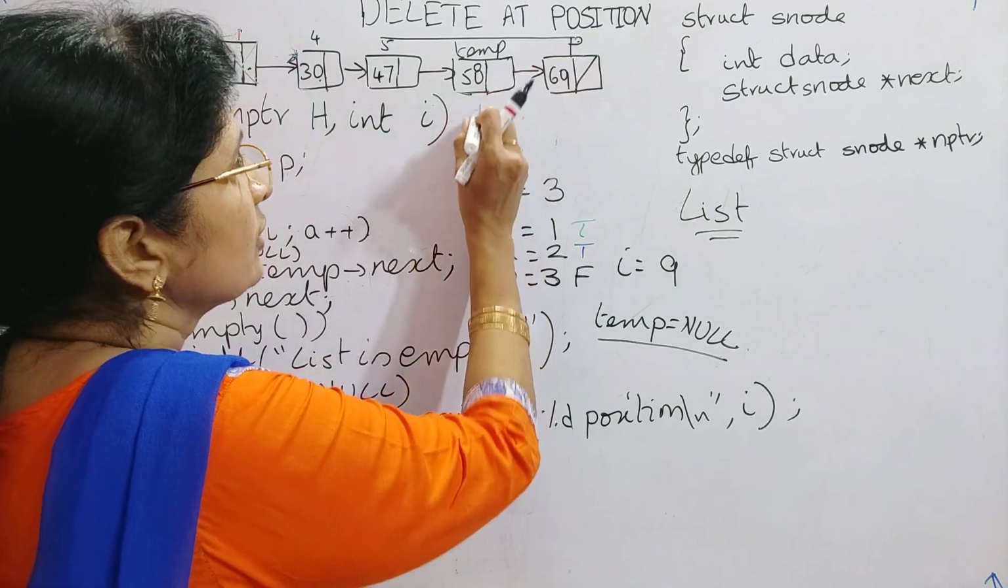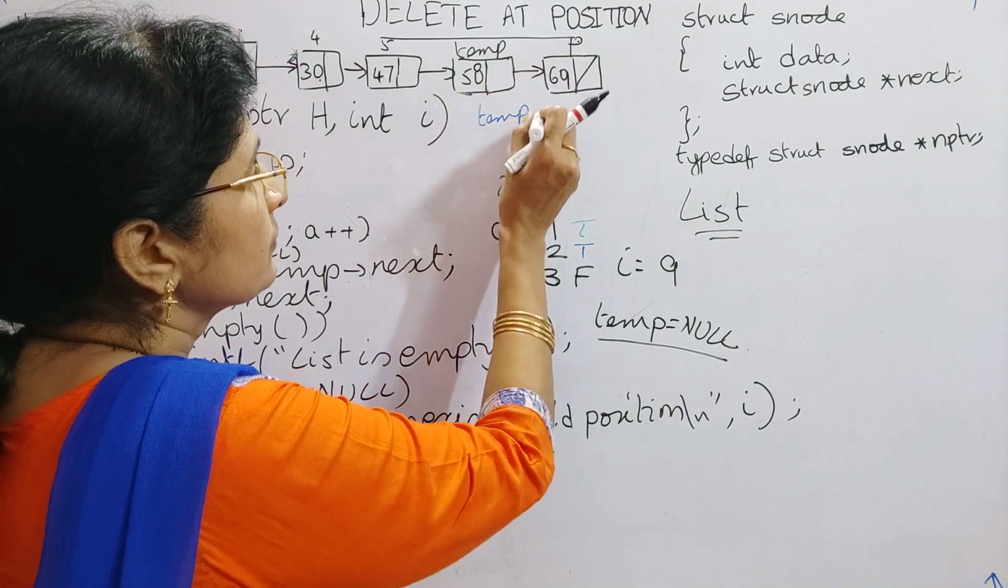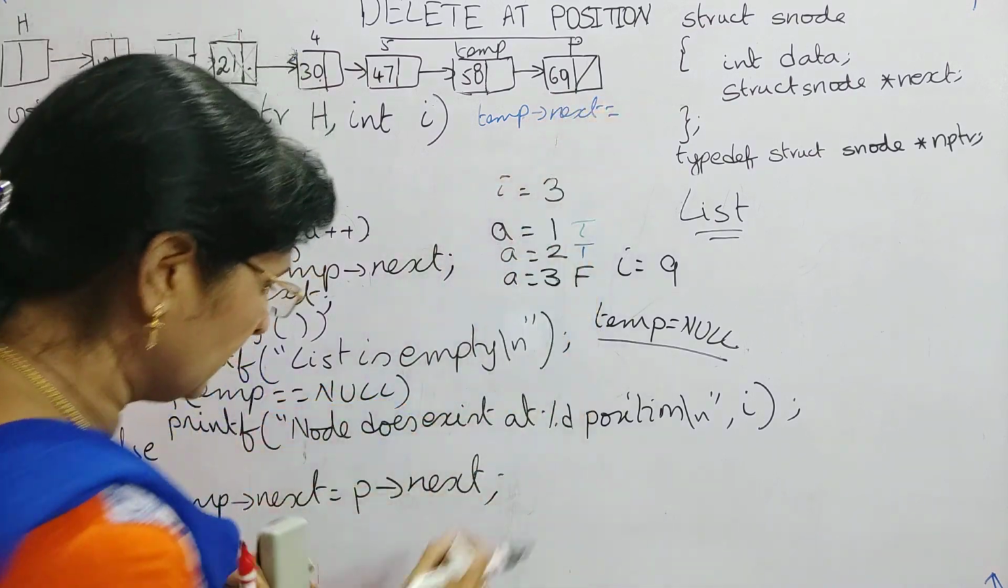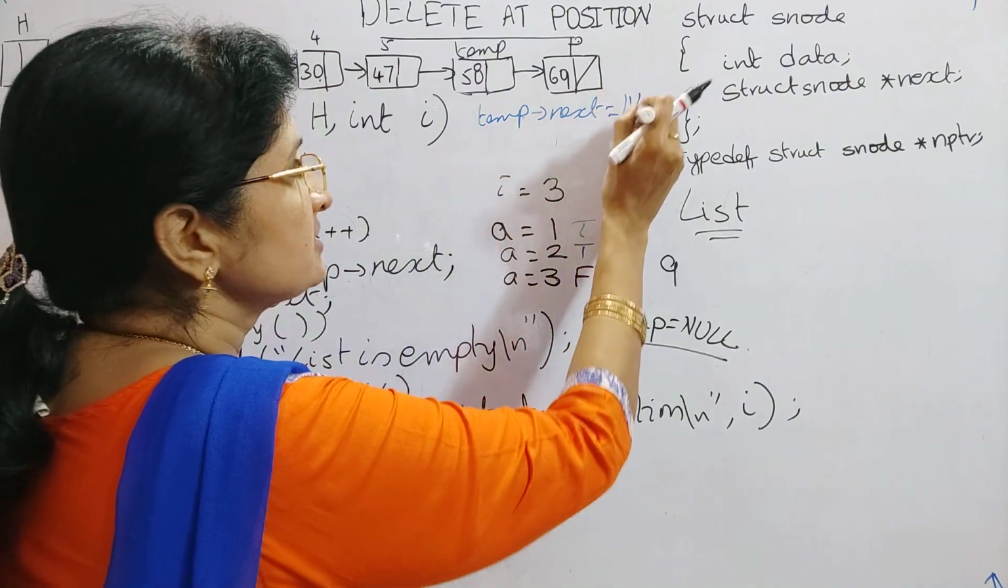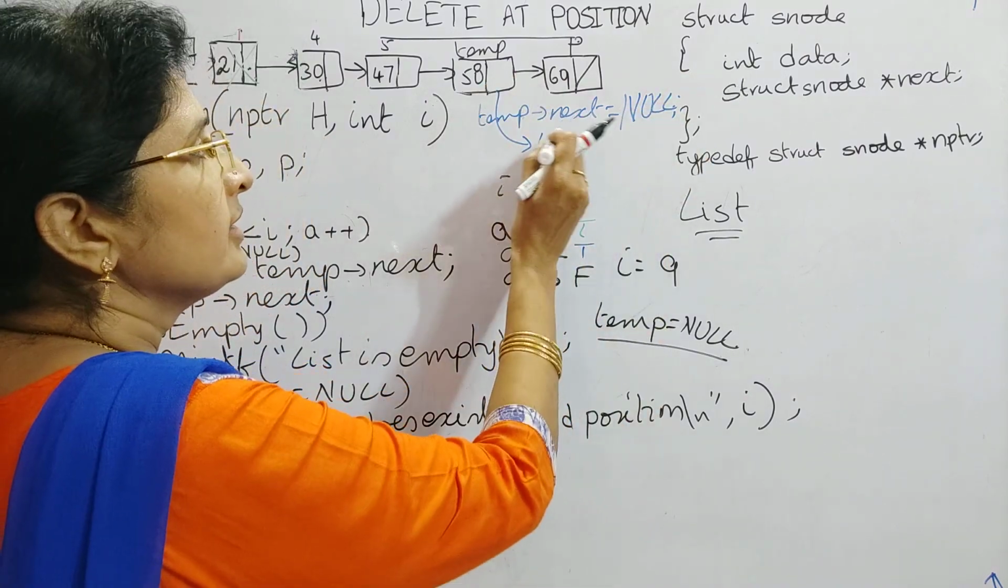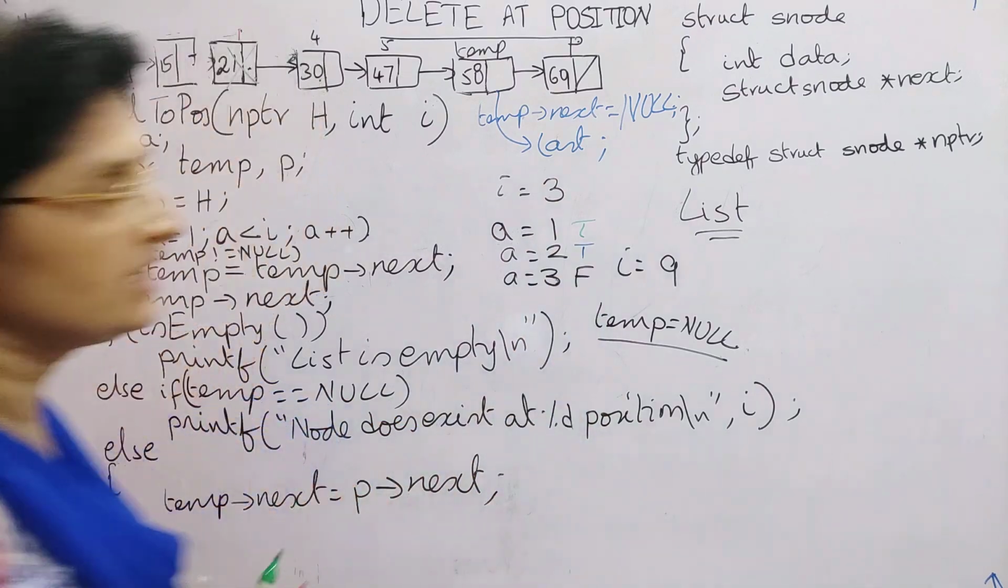So what will happen? For temp next, you are putting P next. What is P next here? It is null. That means you are placing null, so that this becomes the last node. For that also it is satisfied.